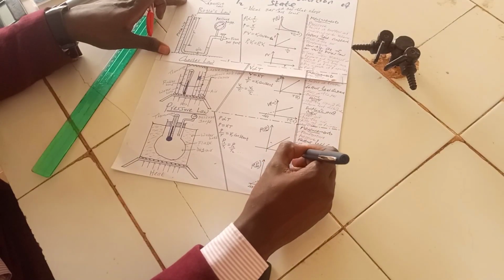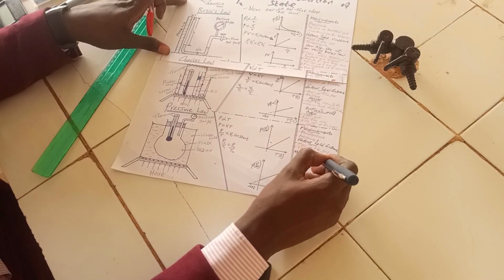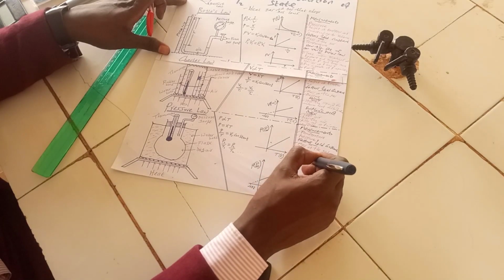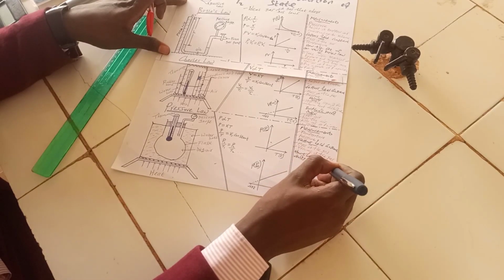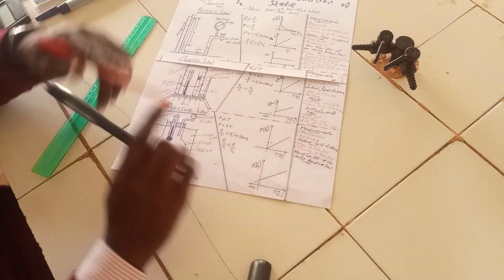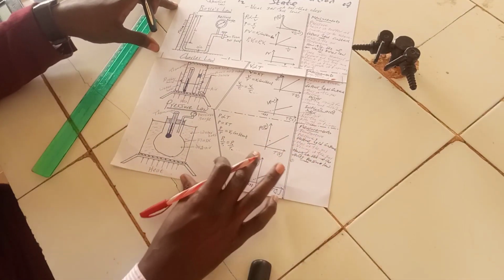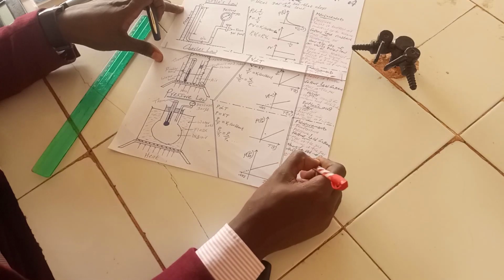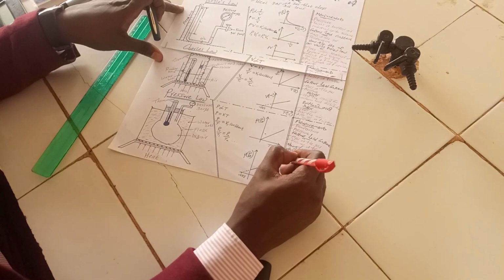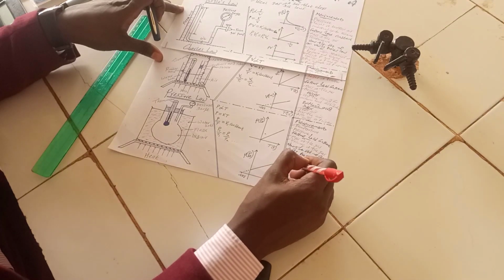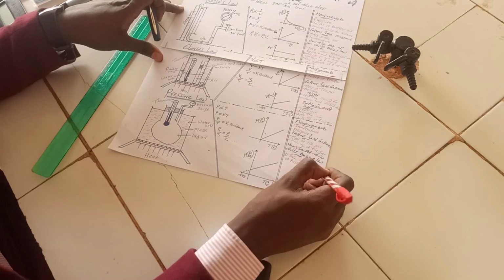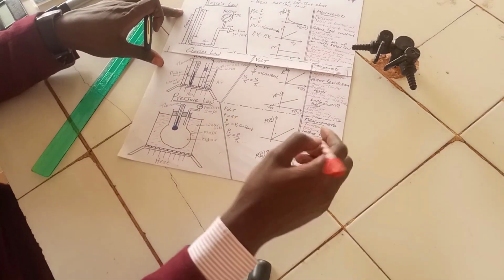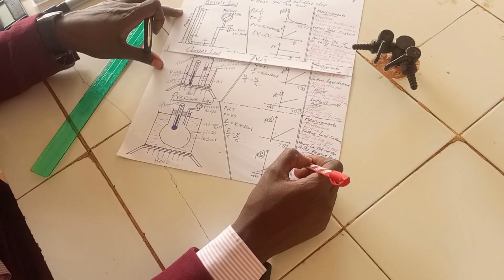Then with this setup now, maybe we can look at how the setup can verify pressure law. So the first point, take the initial readings of pressure, that's from the pressure gauge, and also the temperature from the thermometer. Then number two, heat the water bath.